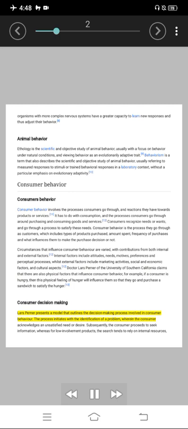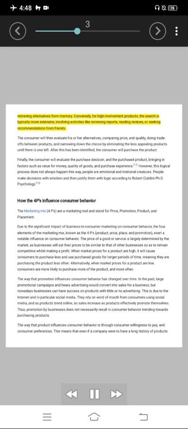The process initiates with the identification of a problem, wherein the consumer acknowledges an unsatisfied need or desire. Subsequently, the consumer proceeds to seek information, whereas for low-involvement products, the search tends to rely on internal resources, retrieving alternatives from memory. Conversely, for high-involvement products, the search is typically more extensive, involving activities like reviewing reports, reading reviews, or seeking recommendations from friends.